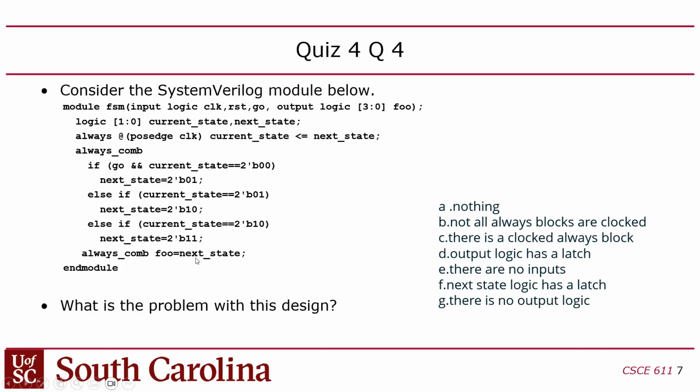It just says foo equals next state. A latch would imply, yeah, the output logic is always comb, foo equals next state, right? So that's not a latch. A latch would be if we didn't assign foo in every possible control path, right?